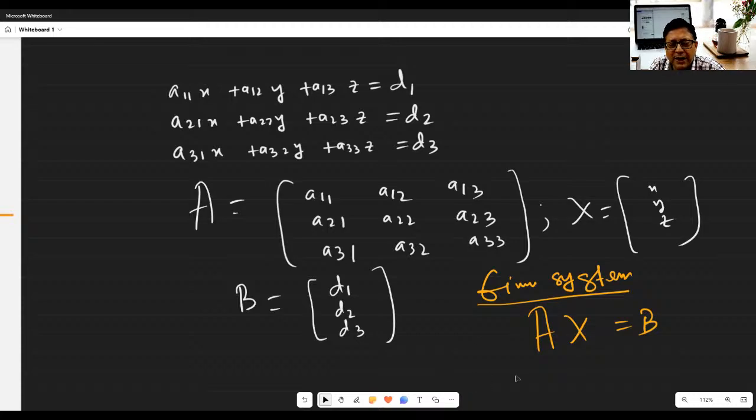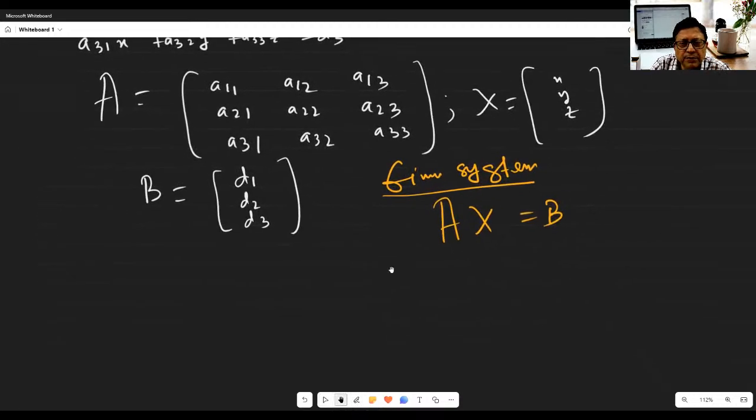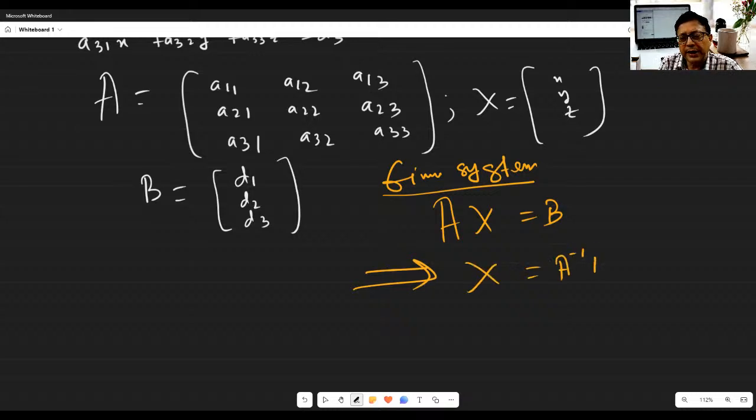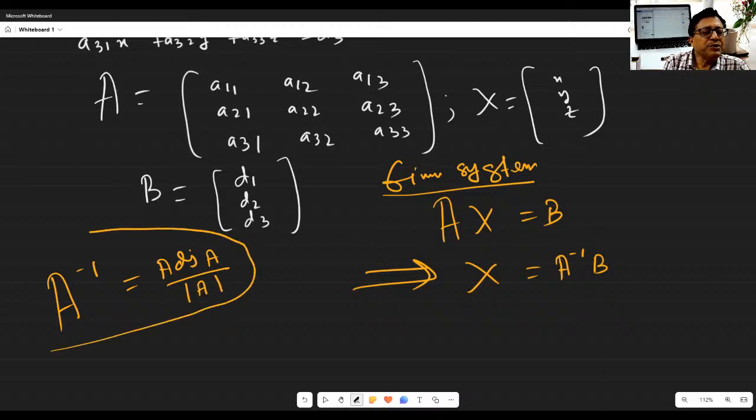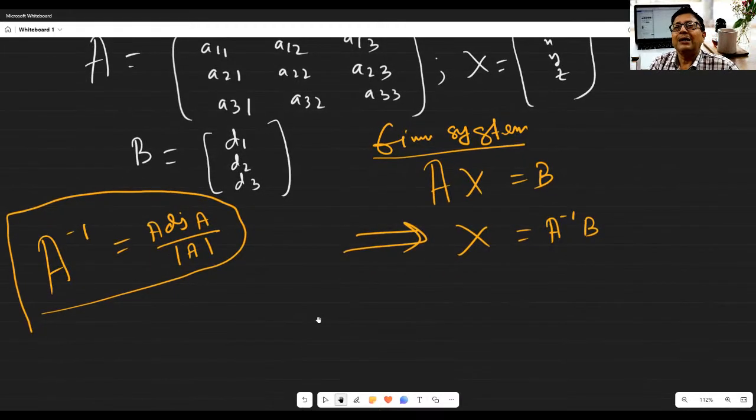Now we multiply both sides by A inverse. Then what do you get? If you multiply by A inverse, then X is going to be equal to A inverse into B. This A inverse, you know, is given by adjoint A by det A. This is true for a system of equations containing two variables as well as three or more variables. So one essential condition for solving this system of equations is that det A either equal to 0 or not equal to 0. So based on this, we consider two cases.